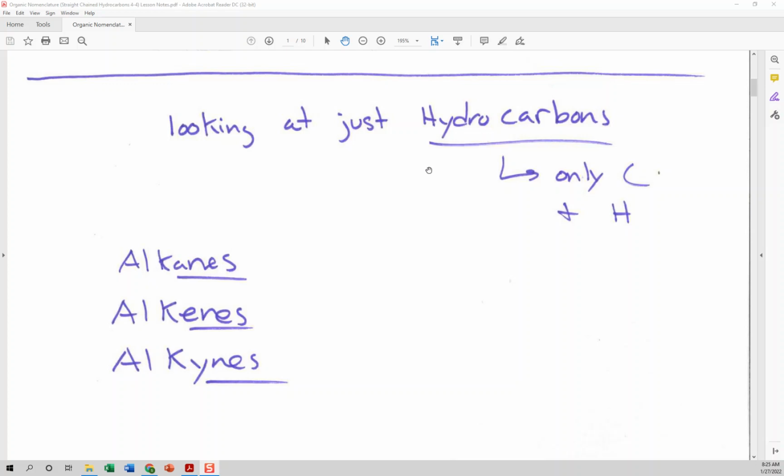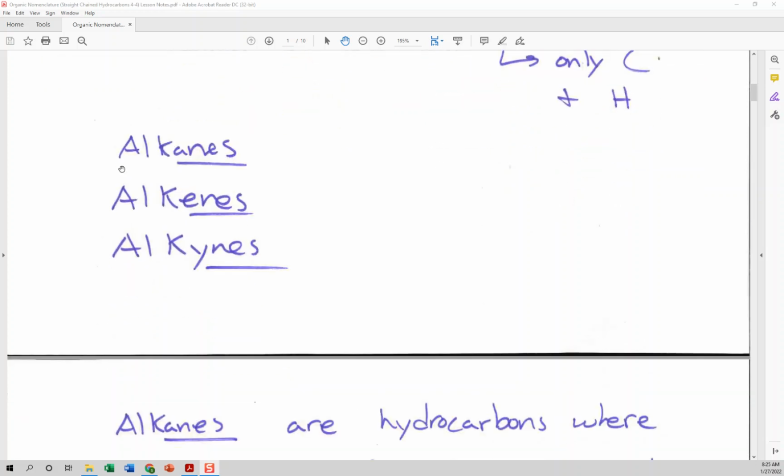We classify them three different ways. There are alkanes, A-N-E-S, alkenes, E-N-E-S, and alkynes, Y-N-E-S. So a hydrocarbon can be classified as an alkane or an alkene or an alkyne. Let's go through the difference.